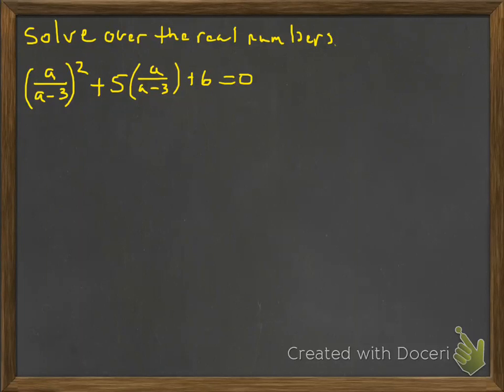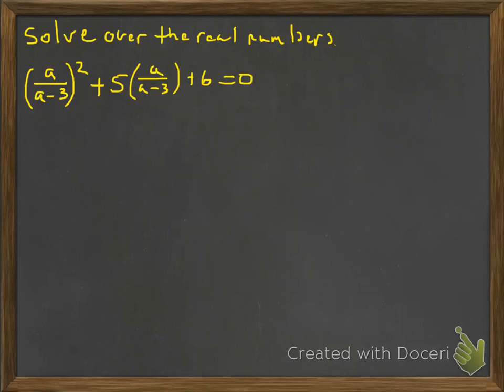Alright, in this video we're going to look at factoring something that's in what we call quadratic form. It doesn't look like x squared plus 5x plus 6 equals 0, but it actually can be solved that way. So here we have (a over a minus 3) quantity squared plus 5 times the quantity (a over a minus 3) plus 6 is equal to 0. And I'll show you two ways, one where we just factor it, and the other way using the u substitution.